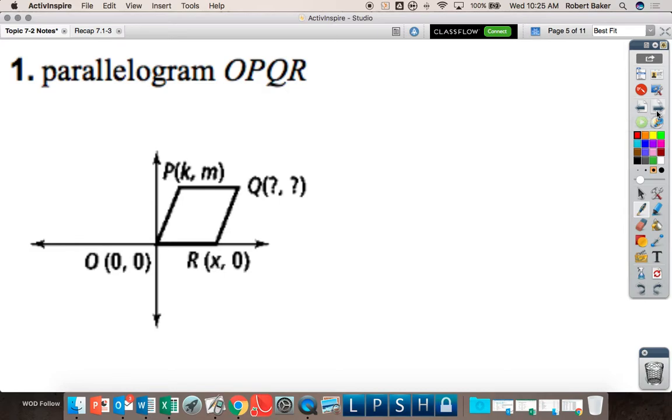Okay, so here's the first question. Are we creating new variables? No, absolutely not. Is it k plus x? So this distance is x. This distance is k. So this distance should be x plus k or k plus x, however you want to see it.